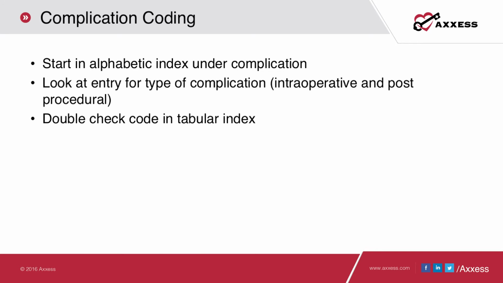When you're looking up codes for coding complications, we'll start in the alphabetic index. You're going to look under the keyword complication, and then look at an entry for the type of complication, for example, intraoperative or post-procedural. Once you find that complication indexed, you will double check the code in the tabular index as we outlined at the beginning of this webinar.